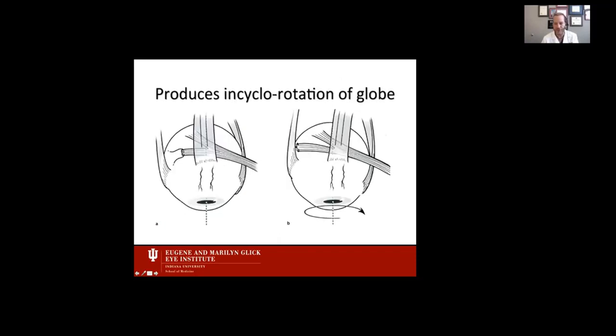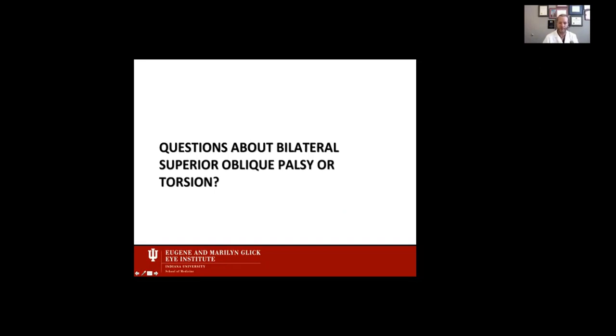And here's what it does. You've advanced these torsional fibers, so now these are pulling more, and so you're going to get incyclorotation inducement of the globe. All right, so you're compensating for the excyclotorsion by producing more incyclotorsion. And that'll correct anywhere from 10 to 15 degrees of excyclotorsion in the primary position if done bilaterally. Sometimes you can get more.